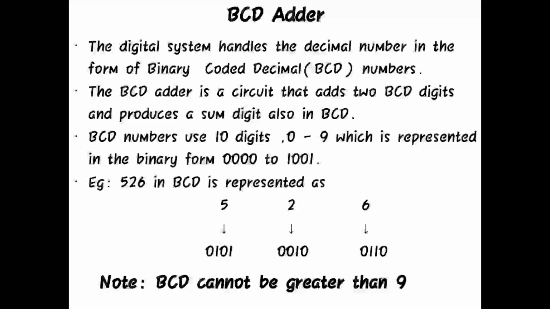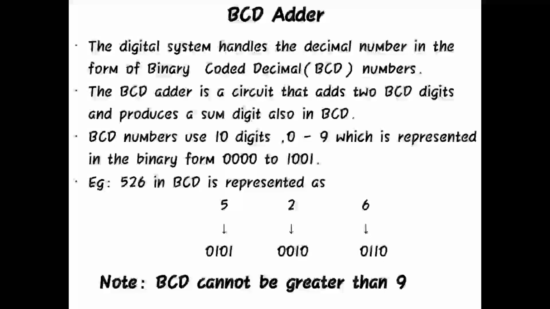Coming to the BCD adder, it is one of the types of numbers, like how we have studied binary numbers and decimal numbers. BCD means binary coded decimal. It means that the values are from 0 to 9. Only 0, 1, 2, 3, 4, 5, 6, 7, 8, 9 are valid. 10 is not valid here. So 0 to 9, again 0 to 9, the cycle continues.